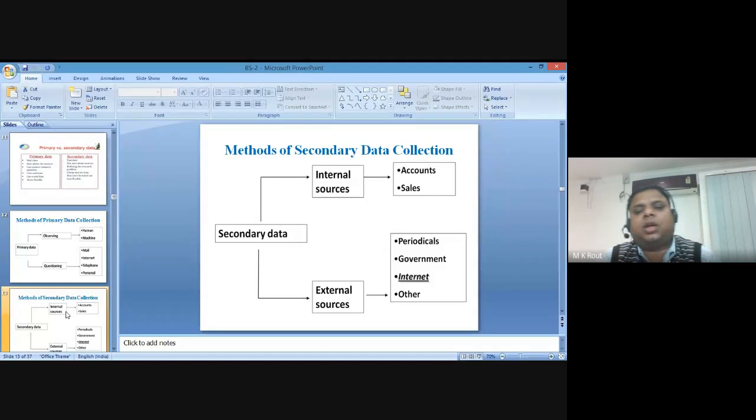The next one is the method of secondary data collection. In case of secondary data collection, there are two types: internal sources and external sources. In case of internal sources, accounts and sales sources are there. Most of these sources are provided by entrepreneurs, business houses, and the corporate world. They provide different account or financial-related or sales-related analysis, and you can directly go to the print media or their website and collect various aspects of your financial analysis as well as sales analysis. The next part is external sources.